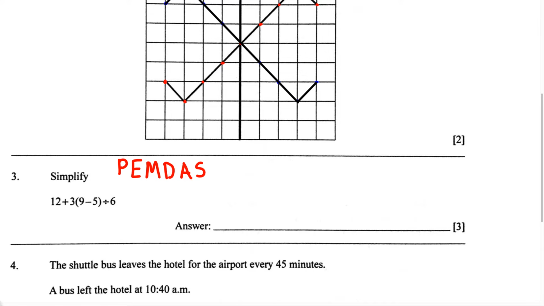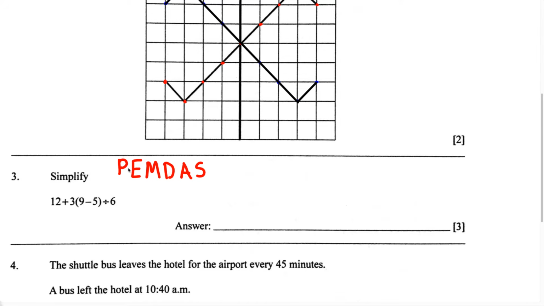Now we know in PEMDAS, parentheses is going to come first, then exponents, then we have multiplication and division. They're on the same level, so whichever one comes first, that's what we're going to do first. And then we have addition and subtraction. And these are also on the same level. And whichever one comes first, that's what we're going to do first.